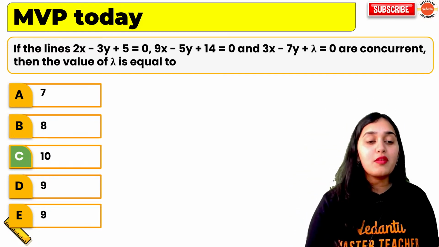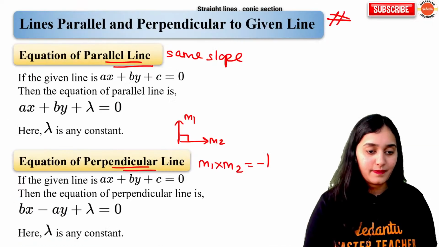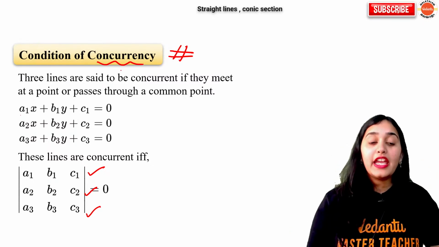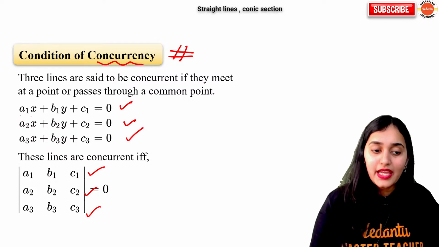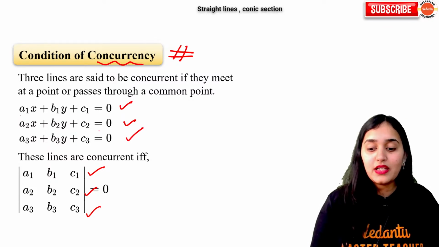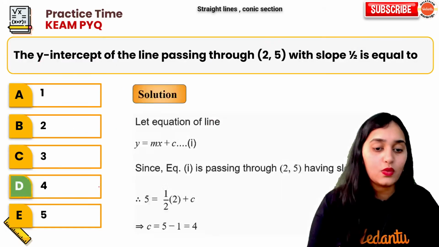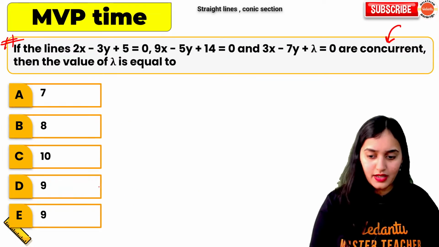Now what is the formula for concurrency? Let me take you guys back. See, I showed you the formula today. If three lines are given in this form, A1, B1, C1, A2, B2, C2, A3, B3, C3, then the determinant is equal to 0. Fine. Now let's try to find out the determinant. Where is our determinant?